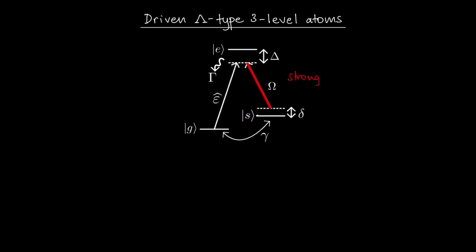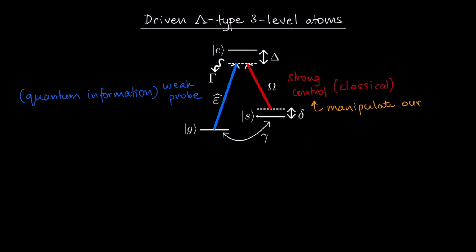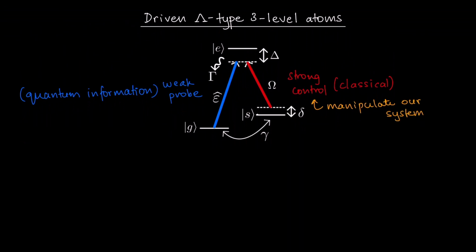So the idea is that we use a strong electromagnetic field that we call the control field, coupled to the auxiliary and excited states to manipulate our system. Then we couple a weak probe field to the ground and the excited states that contains our quantum information. Since we don't care about the quantum information in the control field, we treat it classically. Therefore, the atom is interacting with two photons at the same time.